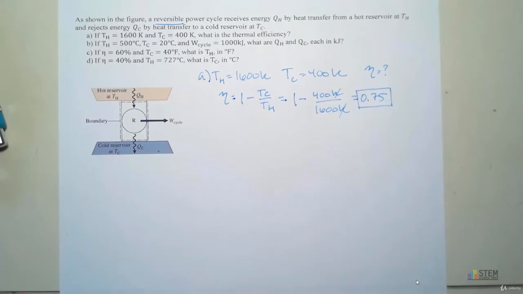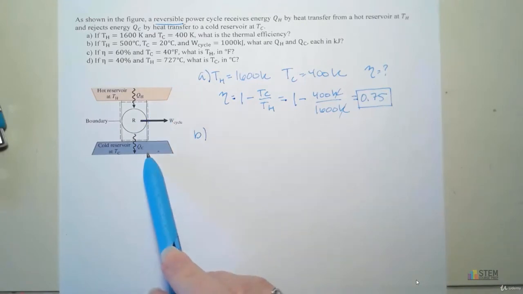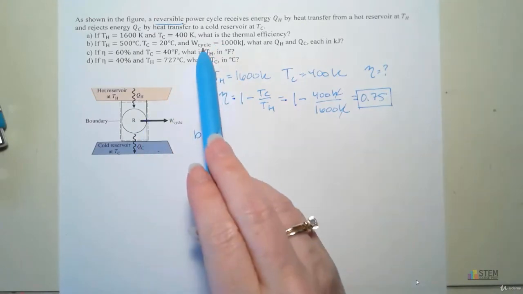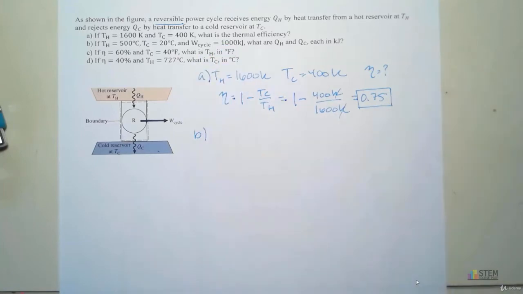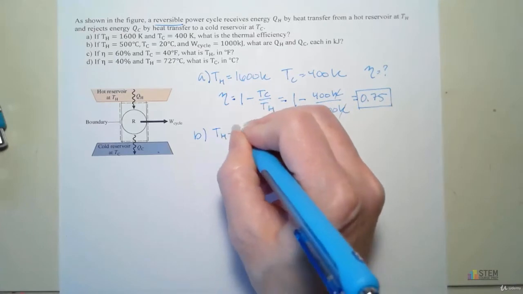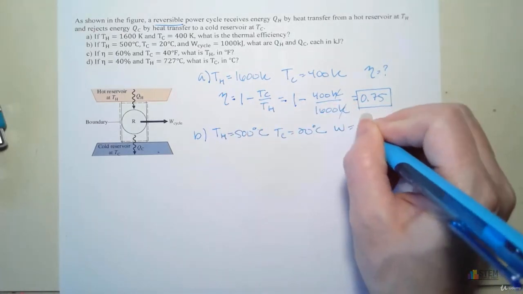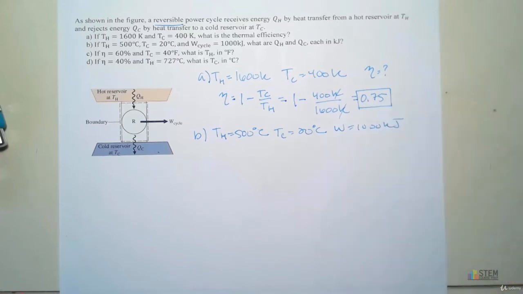That's part A. Now part B, we're going to let TH be 500. TC is going to be 20. This time we're given work for the cycle. It's 1000 kilojoules. We want to know QH and QC. Both of those need to be in kilojoules. For this one, let's go ahead and write these values out. All right, so that's what we've got. We need QH and QC.